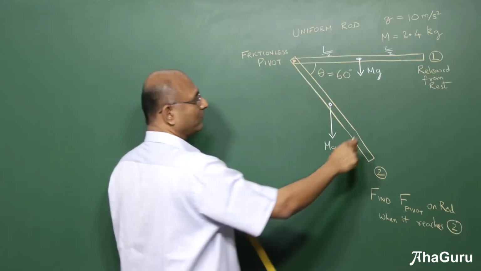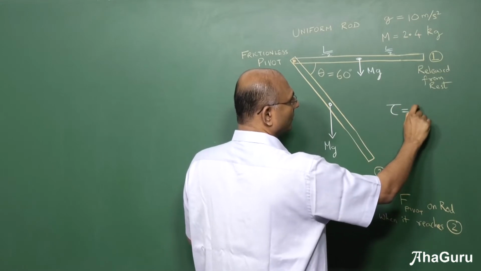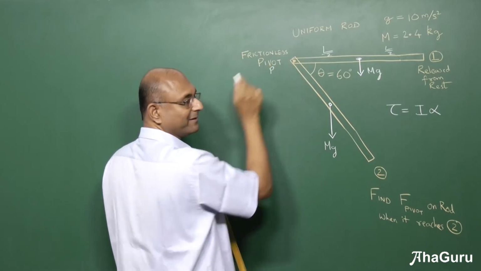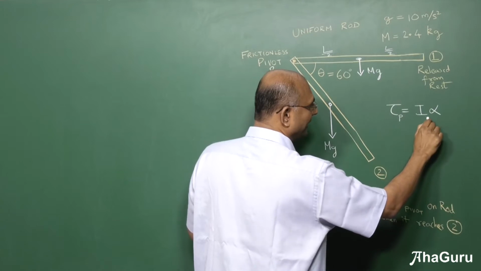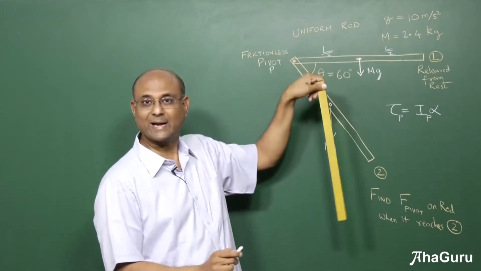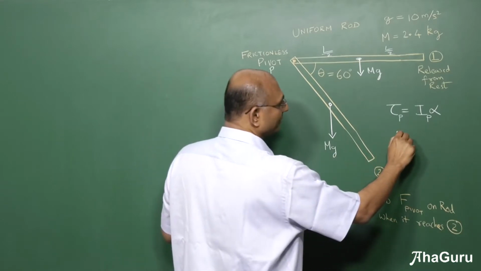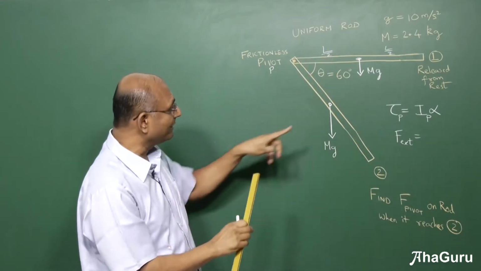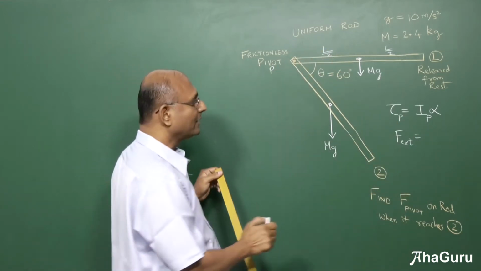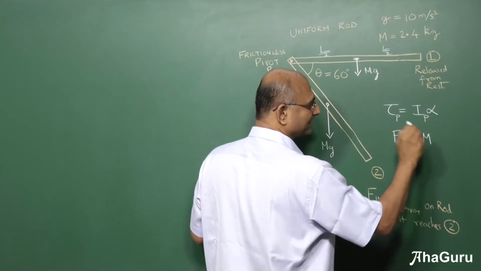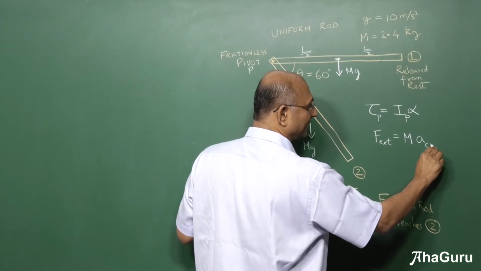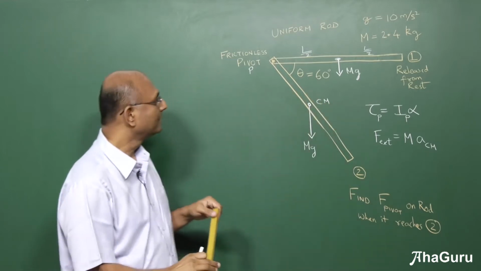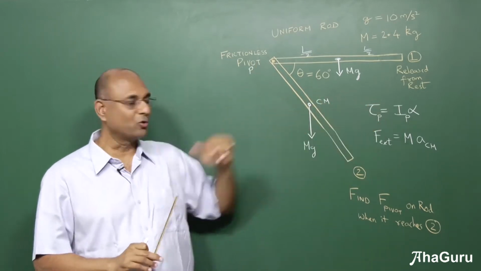I'm going to use two equations. I'm going to use tau is equal to I alpha about the pivot. Let's call this pivot P. So torque about the pivot is I about the pivot times alpha, the angular acceleration. The second equation is that the net external force on this entire rod, which includes mg and also the forces acting at the pivot, must be equal to the mass of the rod times the acceleration of the center of mass of the rod. This is the center of mass, let me write it here. I hope that is clear. So we are going to use these two equations, and I hope you know them.